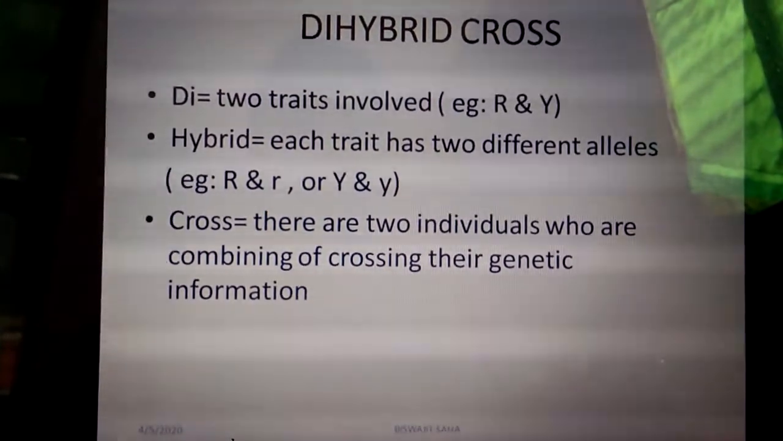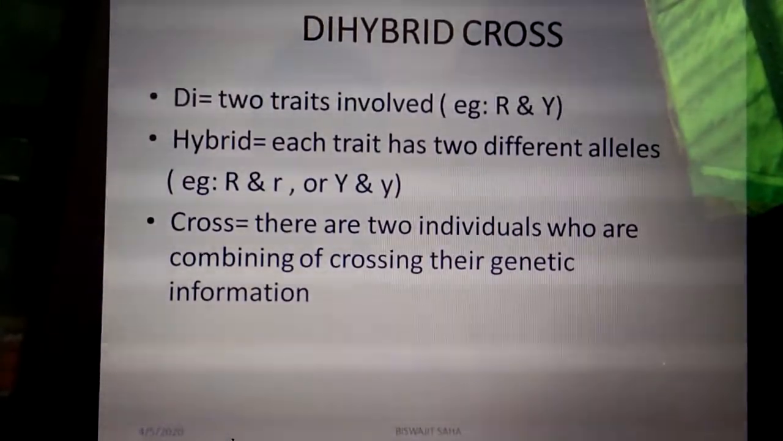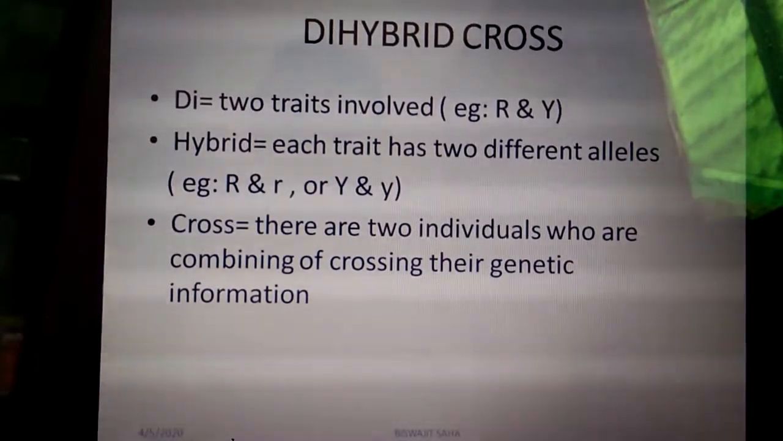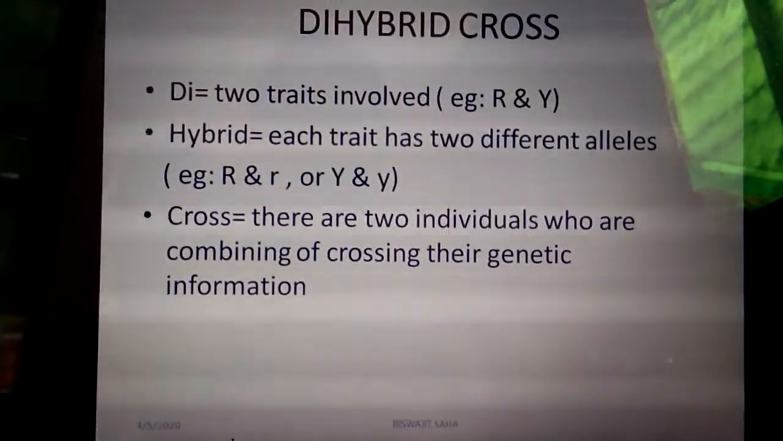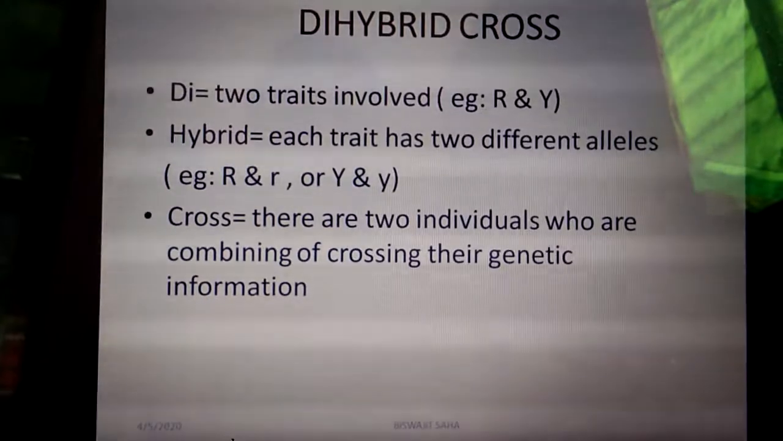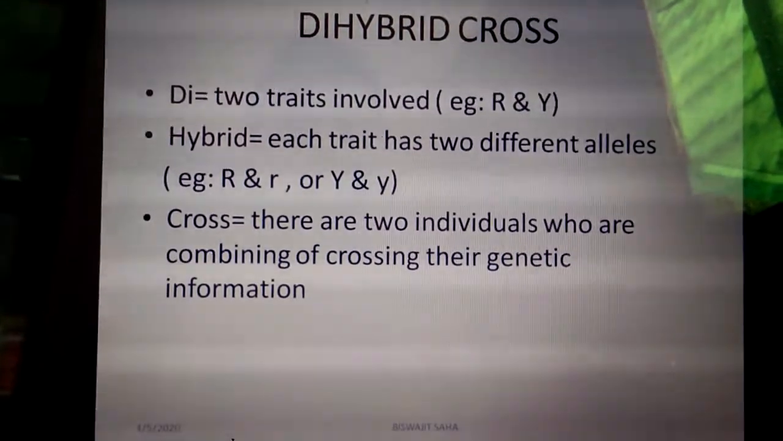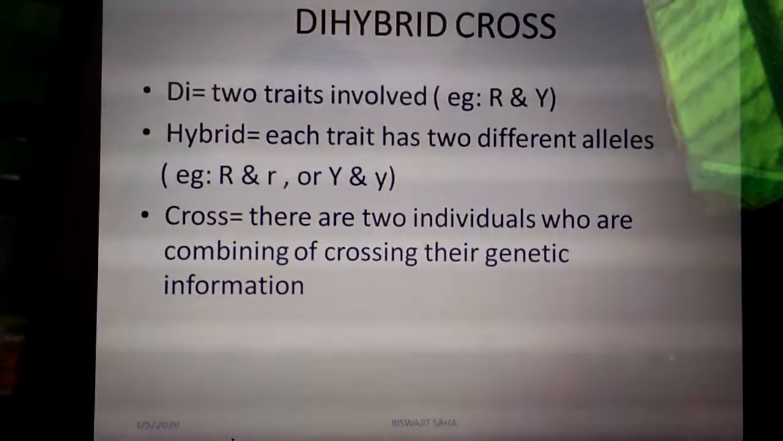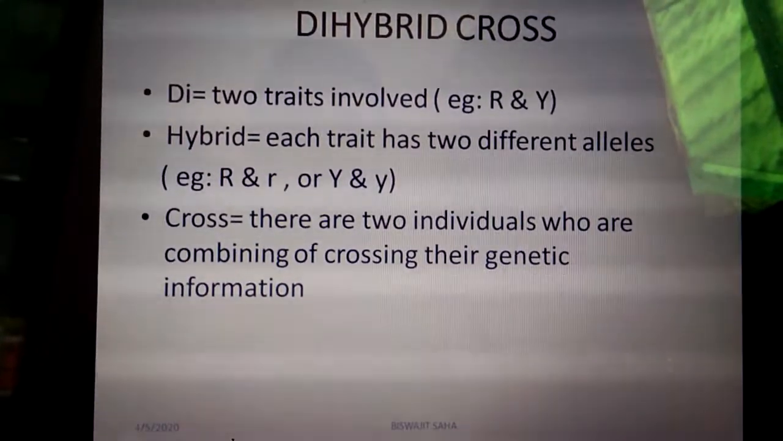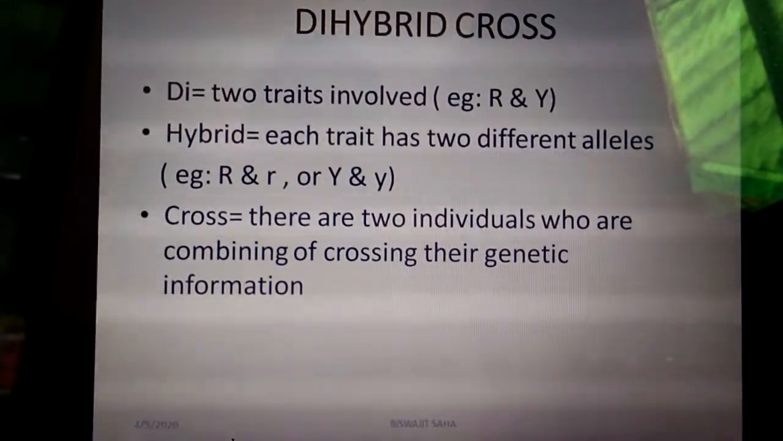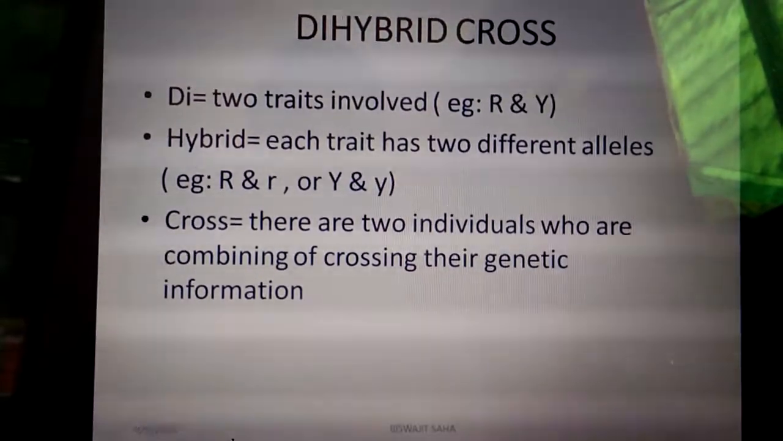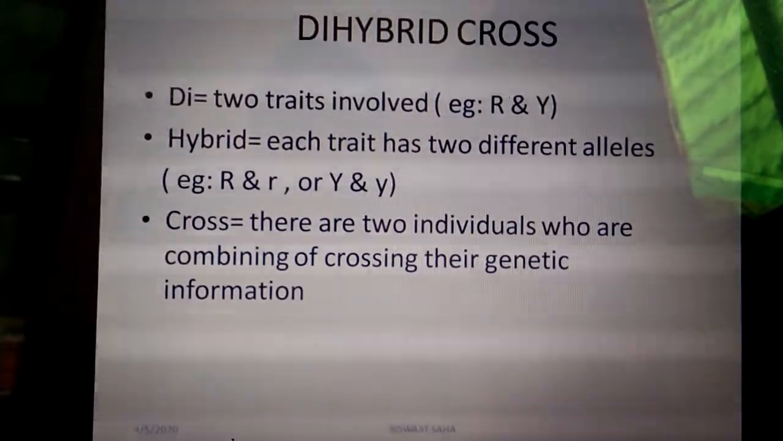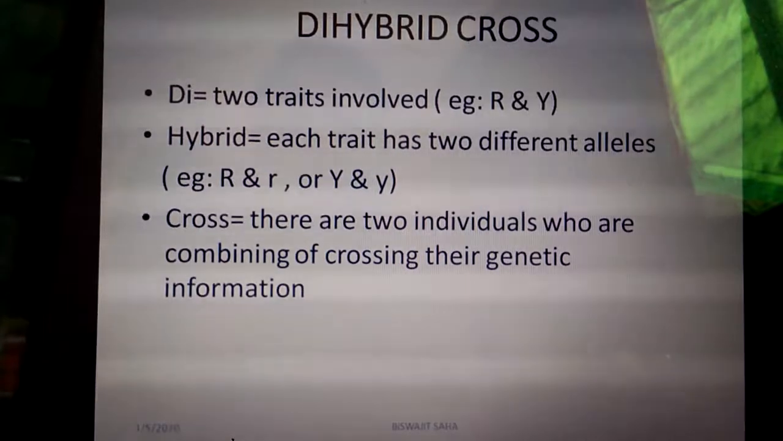The term dihybrid cross can be divided into three small words. One is known as "di." Here the "di" stands for two traits. For example, one is capital R and another one is capital Y. Capital R means round and Y means yellow. So round is the seed shape and Y is the seed coat color.